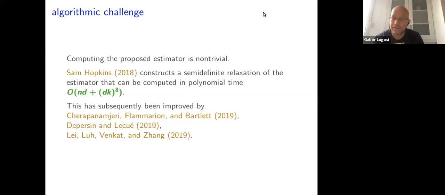Since then, there have been several papers that improved on this exponent by all these authors. So now in the theoretical computer science community, there's been a flurry of activity, with beautiful papers on efficient, robust estimation.